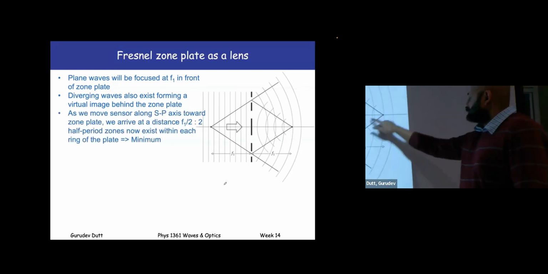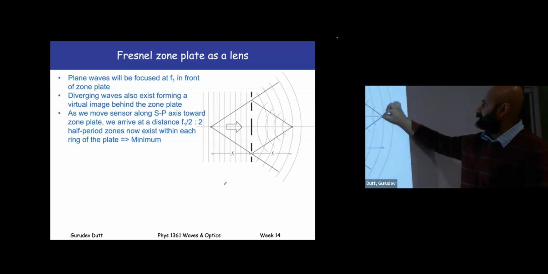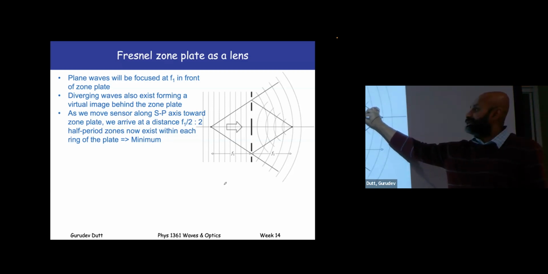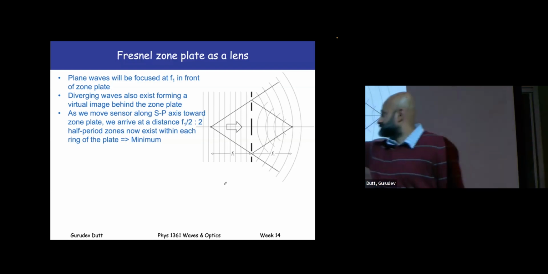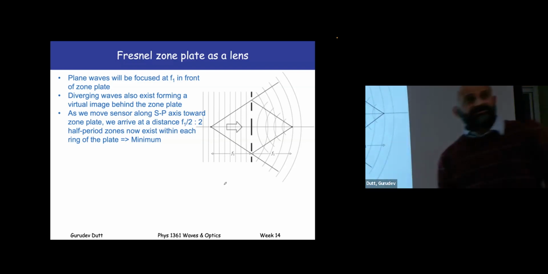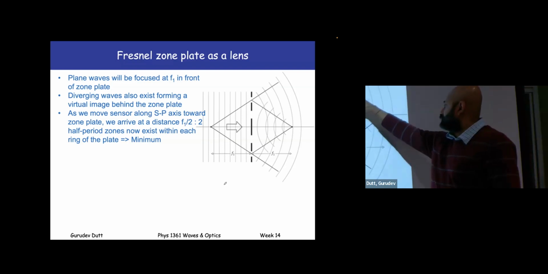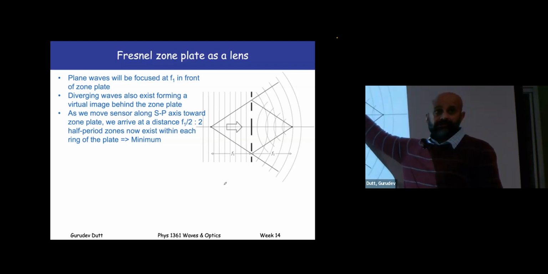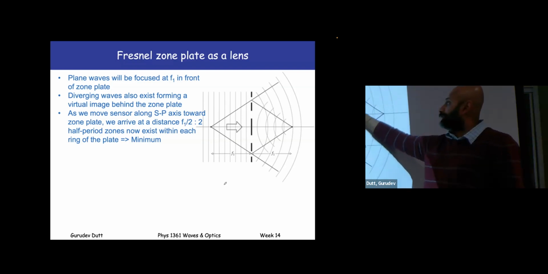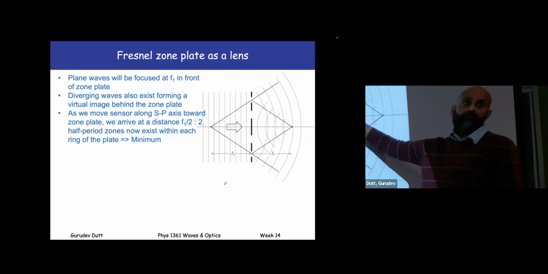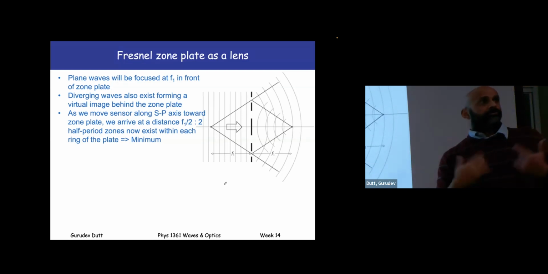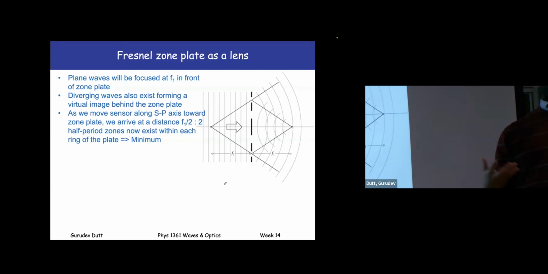And now what will happen is, imagine I was sitting here observing the intensity, and I start moving towards the zone plate. Okay, and let's say I move to a distance f1 over 2. By construction, now instead of seeing one Fresnel zone in each of these obstructions or transparent regions, whatever you want to call them, now I'm going to see two, right? Because the Fresnel zone is directly constructed by taking spheres of radius lambda over 2, 2 lambda over 2, 3 lambda over 2.